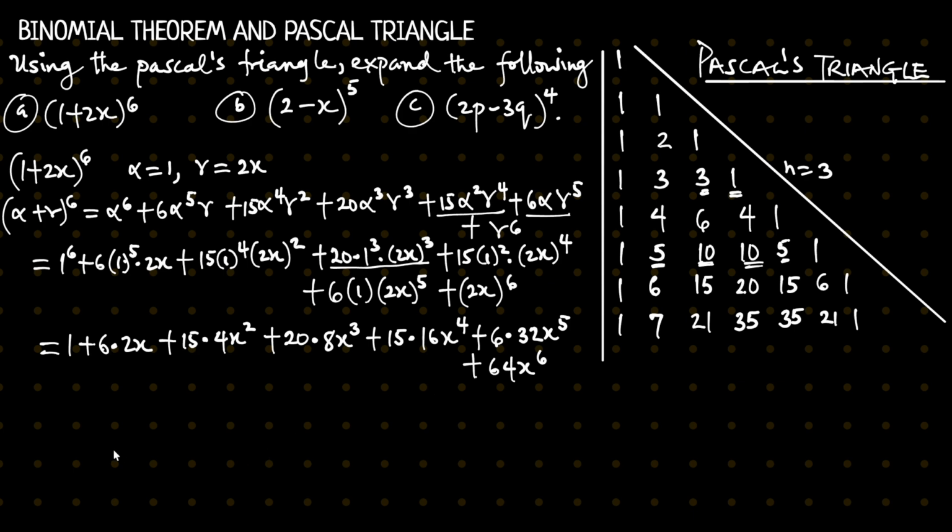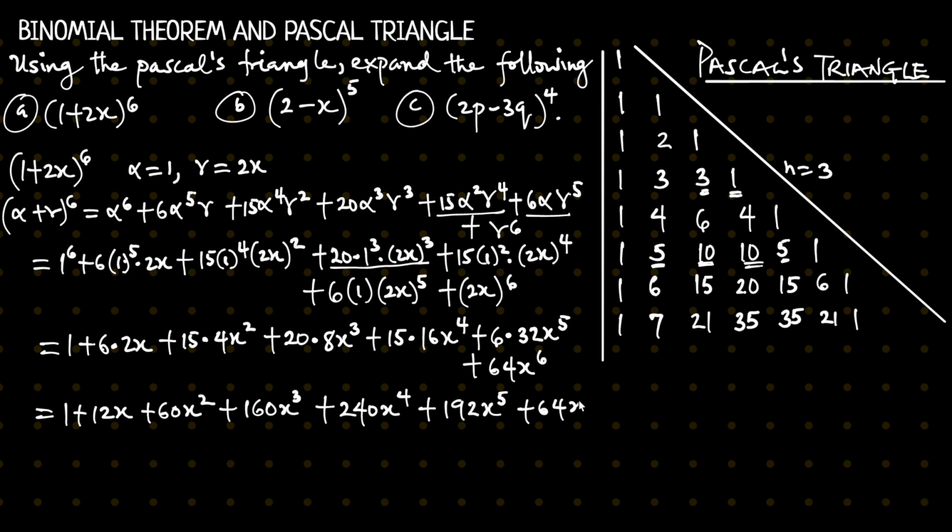Now when we simplify this, we have 1 plus 12x plus 60x squared plus 160 x to the power of 3 plus 240 x to the power of 4 plus 192 x to the power of 5 plus 64 x to the power of 6. So that is that for 1 plus 2x to the power of 6.